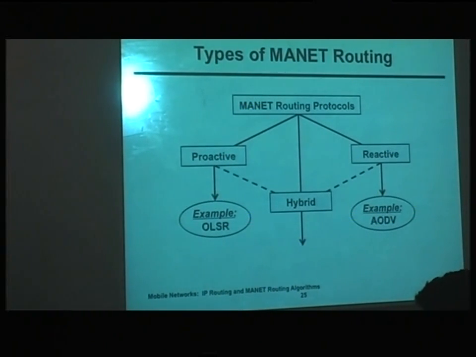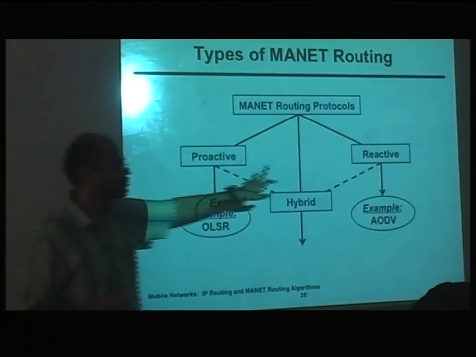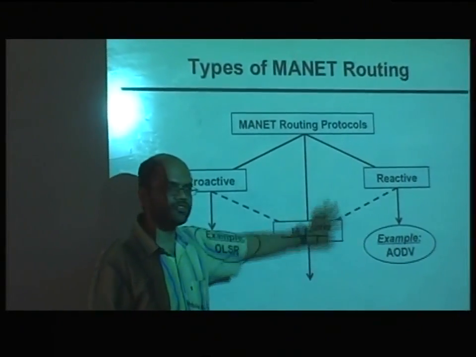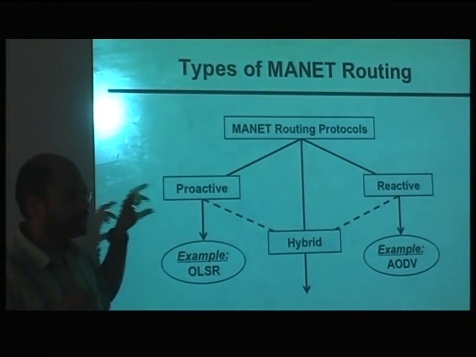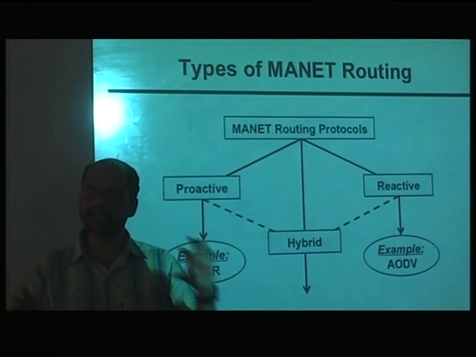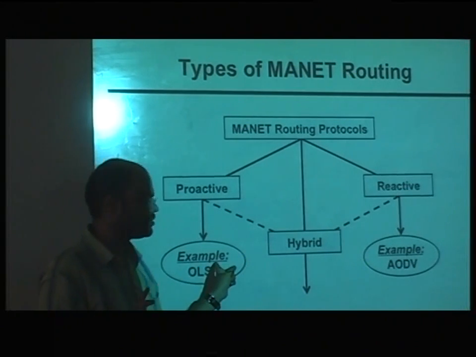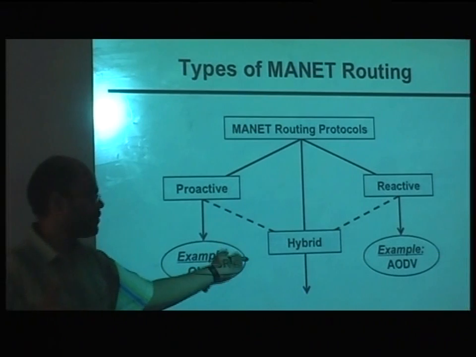So let's first just classify in theory what would happen. What is proactive, what is reactive, and then you can have a combination of these two which is hybrid. So we will not look at hybrid because it's very easy. Now, just like we had distance vector and link state, we have two very classic algorithms for MANET routing. One is OLSR and another is called AODV. So we'll see what this exactly means.